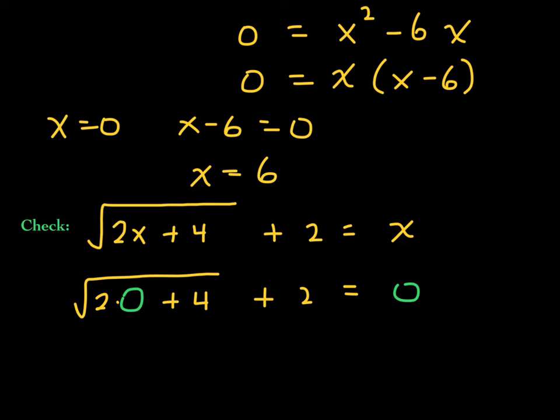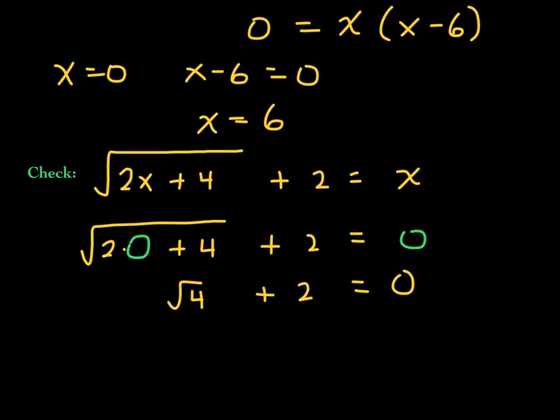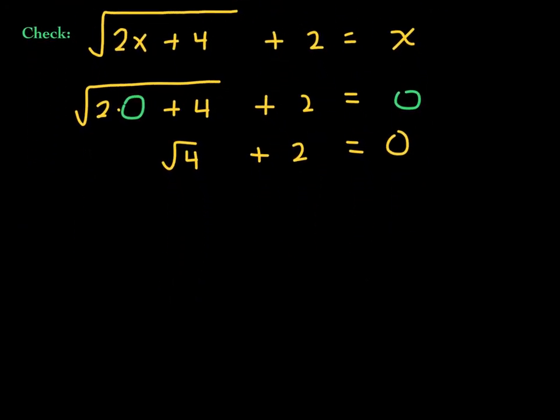The radicand, 2 times 0 is 0. 0 plus 4 is 4. So then this just turns out to be the square root of 4. And then when you add 2 to it, supposedly you get 0. The square root of 4, though, is 2. Plus another 2. Does that give you 0? No, of course not. This gives you 2 plus 2 is 4. So this is a contradiction.